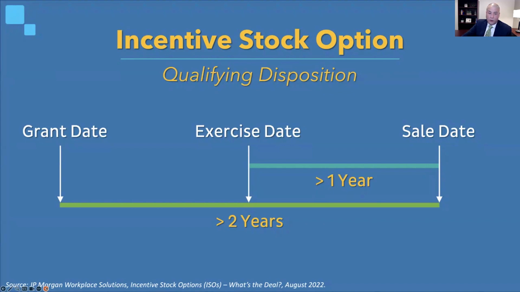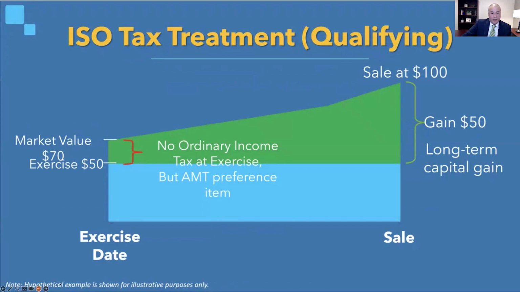However, if you do not wait to sell the shares at least 1 year from exercise and 2 years from the grant date, it's called a disqualifying disposition, and the transaction is effectively taxed like a non-qualified option, as described earlier. So bottom line, if you're not careful here, then you can eliminate the tax advantages of an ISO just by not adhering to the timeline. So perfect, we have this ISO tax treatment here.